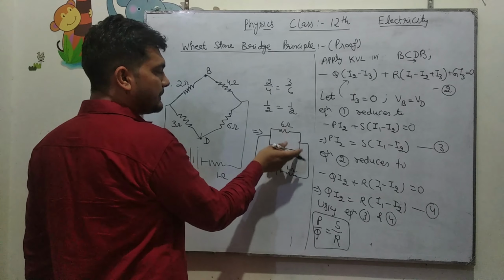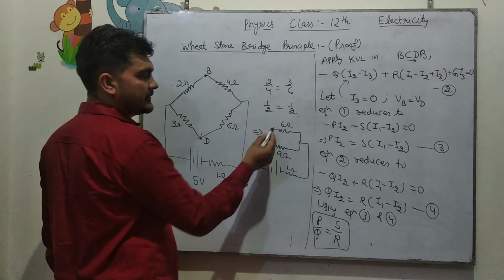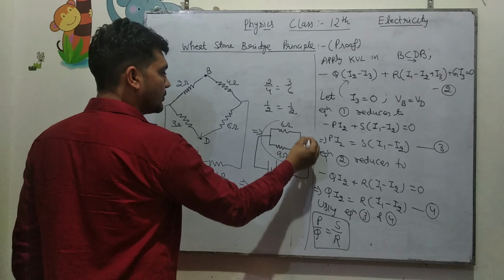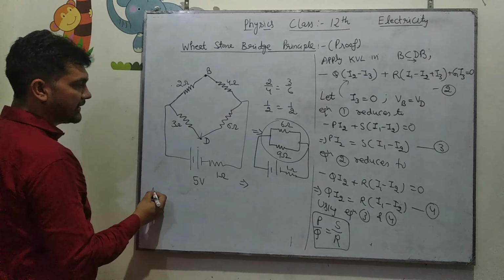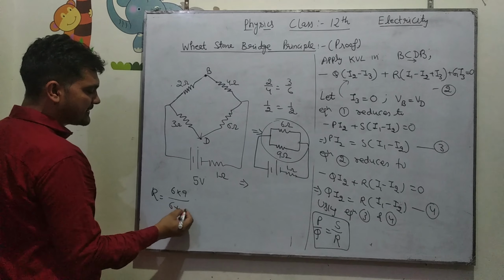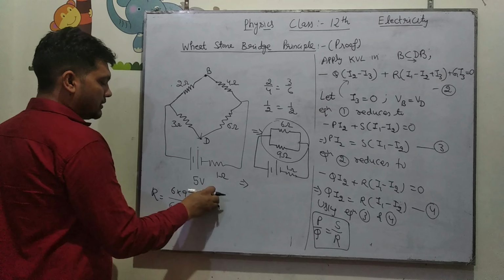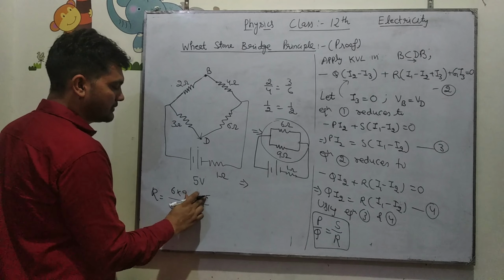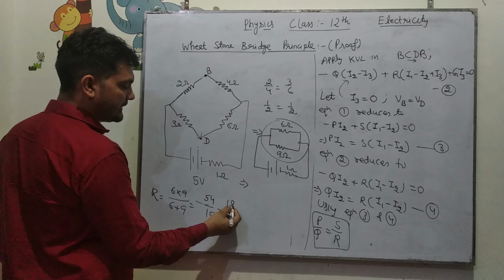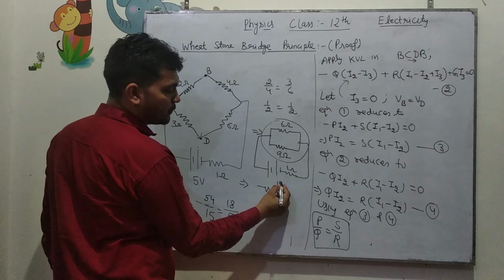And this is a parallel combination of 6 and 9. Suppose this combination is equivalent to resistance R, then this R will be 6 into 9 divided by 6 plus 9. It will be 54 divided by 15. You can cancel with 3. It will be 18 divided by 5. So this arrangement is equivalent to a resistance 18 upon 5.